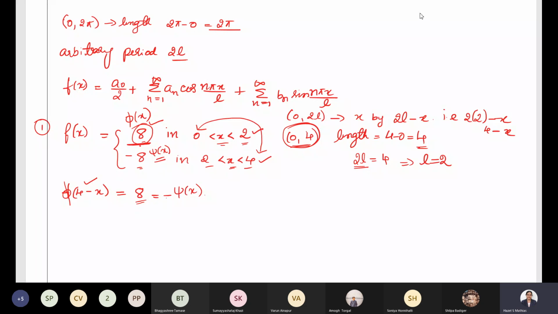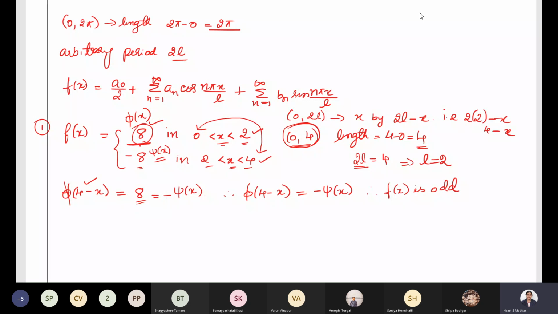It is minus of xi of x. Am I correct? Yes, ma'am. 8 can be written as minus of xi of x. So you can conclude here that phi of 4 minus x is the same as minus xi of x. That's why you can conclude that the function is odd. Is it clear to everybody?